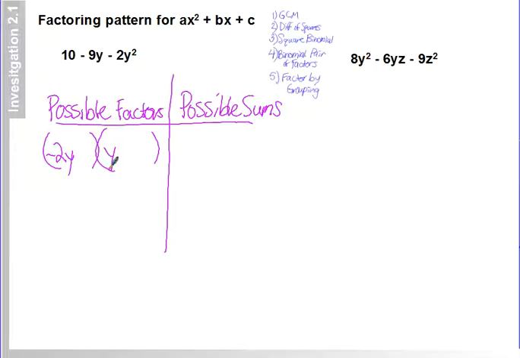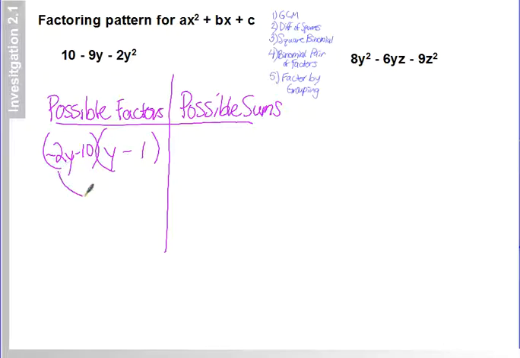Now, what about this 10? What could we use for that? Yeah, what's the possibility? 10 and negative 10 and negative 1. Negative 10 and negative 1, sure. Well, let's go through this and see if it's going to work. We need to get a sum of negative 9. All right, so we know that we're going to get a negative 2y squared. We know we're going to get a positive 10. So let's just look at the sums.